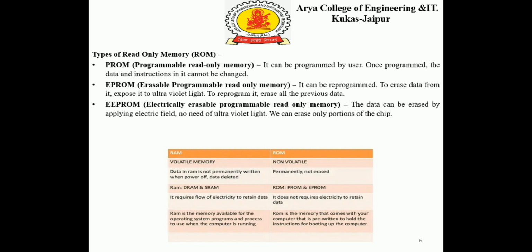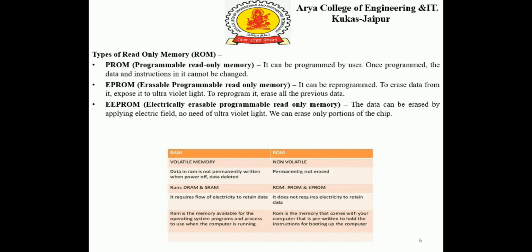It can be reprogrammed. To erase data from it, expose it to ultraviolet light, to program it, erasing all the previous data. The process can be done only 1 to 2 times, by deleting the data and reprogramming it. Then EEPROM, electrically erasable programmable read-only memory, where the data can be erased by applying an electric field.